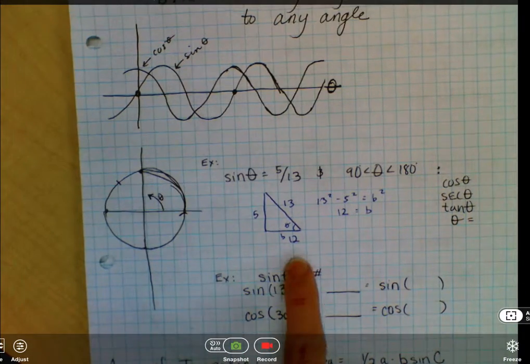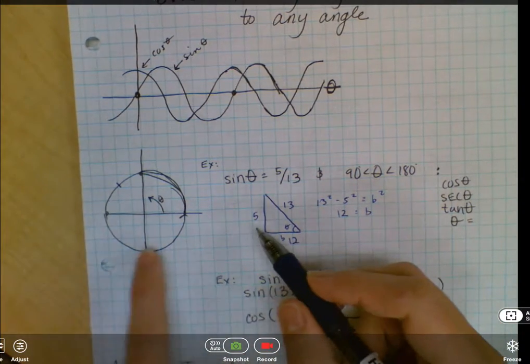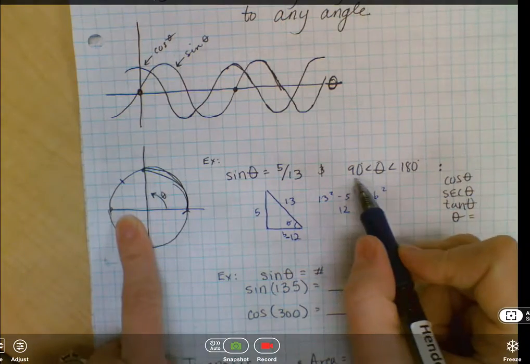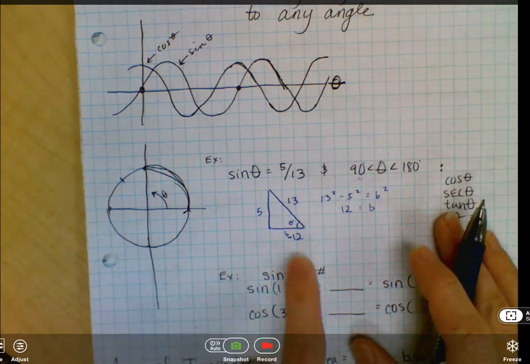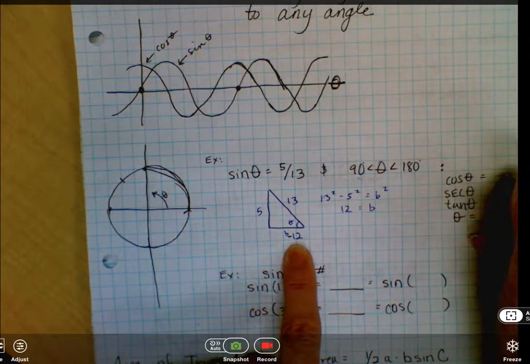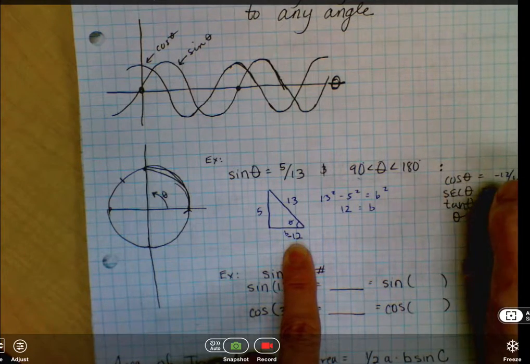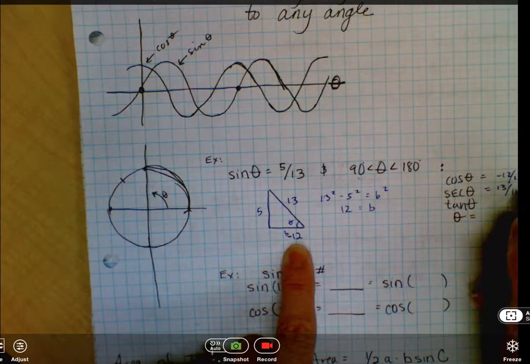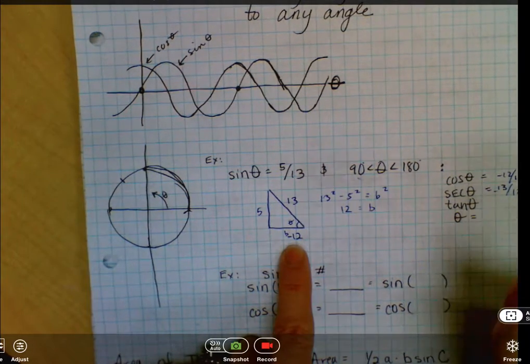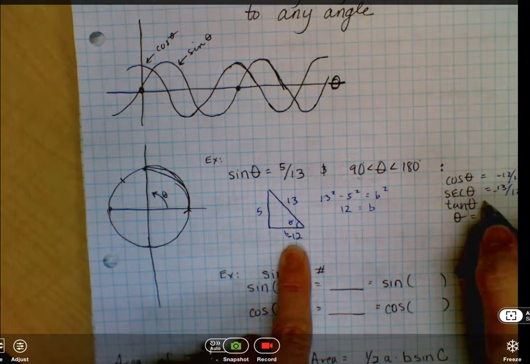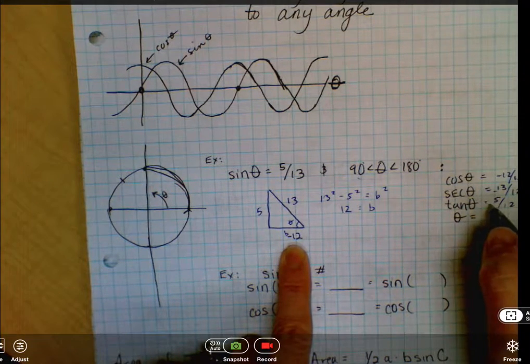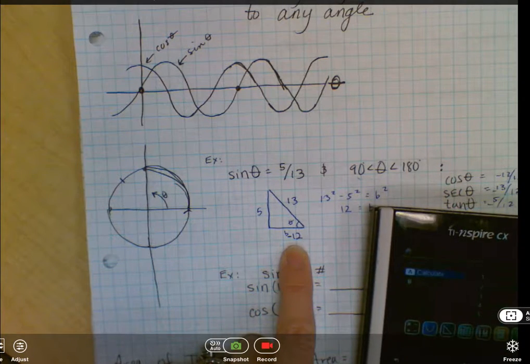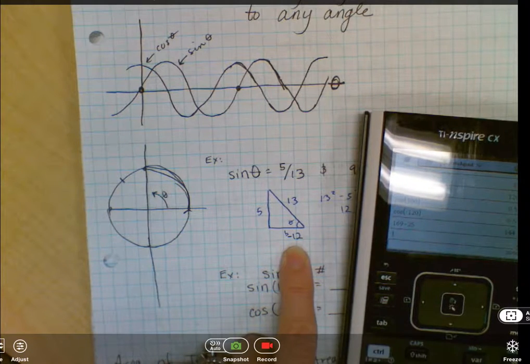And then given this information, 12 being here, it should technically be -12. That's why they've given us this information here. So cosine is going to be -12/13. Secant is going to be the reciprocal of that. Tangent will be opposite over adjacent, 5/12, also negative.